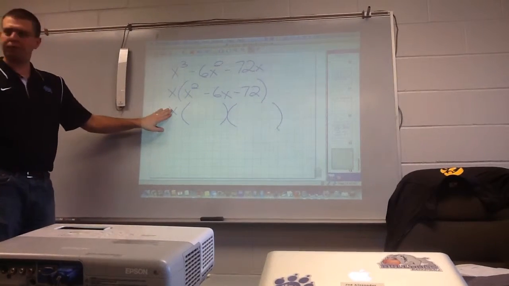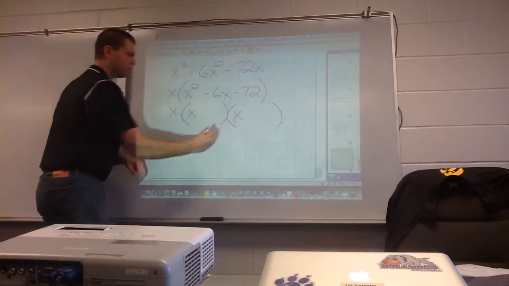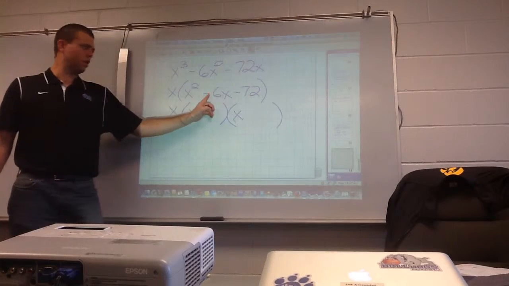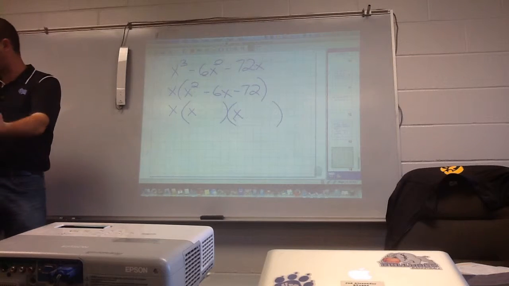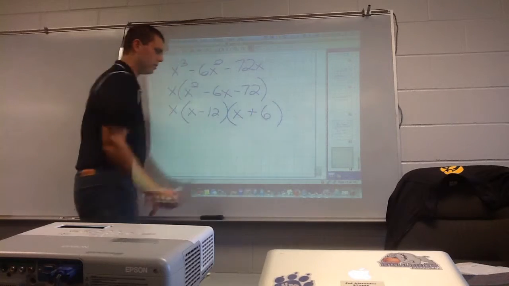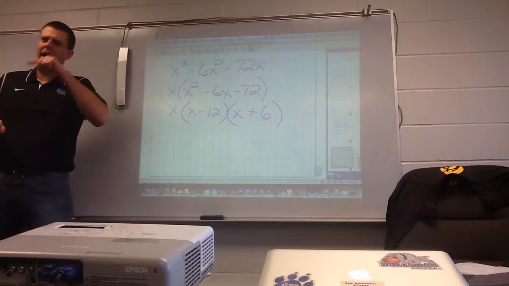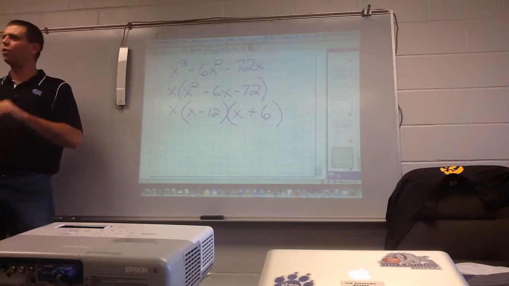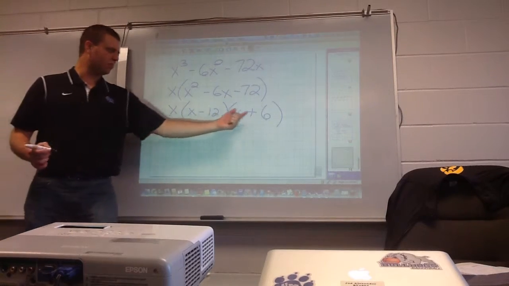So I still got my x out in front, but now you think, what times what gives me x squared? X and x. And then what two numbers multiply to a negative 72 and add to a negative 6? Negative 12 with a positive 6, so it doesn't matter which one you write where. So x minus 12, x plus 6. If you weren't quite sure, what could you do to make sure you were right? Foil it back out, multiply it back out to make sure it equals what you started with. Now do I have all linear terms? Yes. That's a linear term, that's a linear term, that's a linear term.